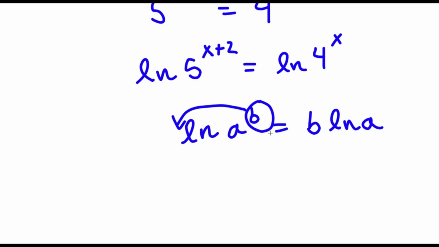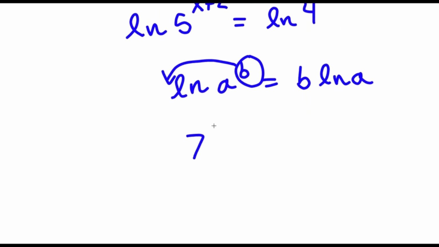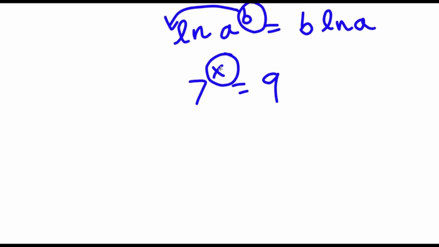And what makes this property so important is that, let's say we had 7 to the power of x is equal to 9. Now, as you can see, x is an exponent, and it's going to be really hard to solve for x because we know it's going to be a decimal. If you notice, 7 to the power of 1 is 7, and 7 to the power of 2 is 49. So the value of x is going to be somewhere in between 1 and 2. So to find the value of x in its current state is really difficult.